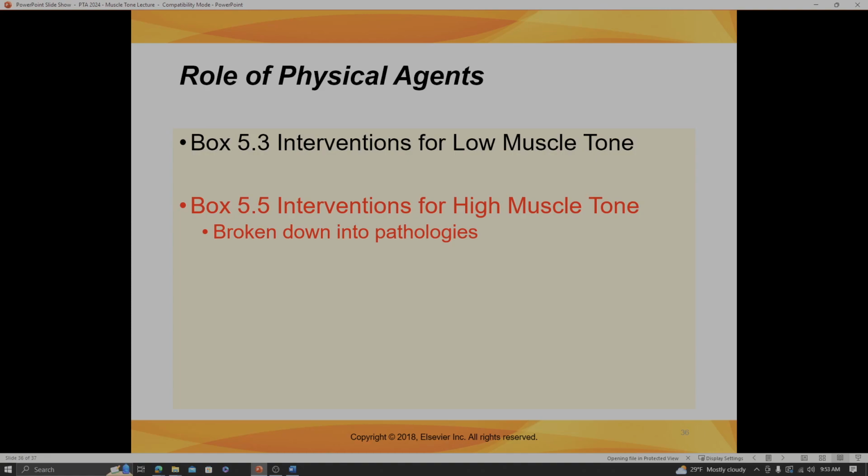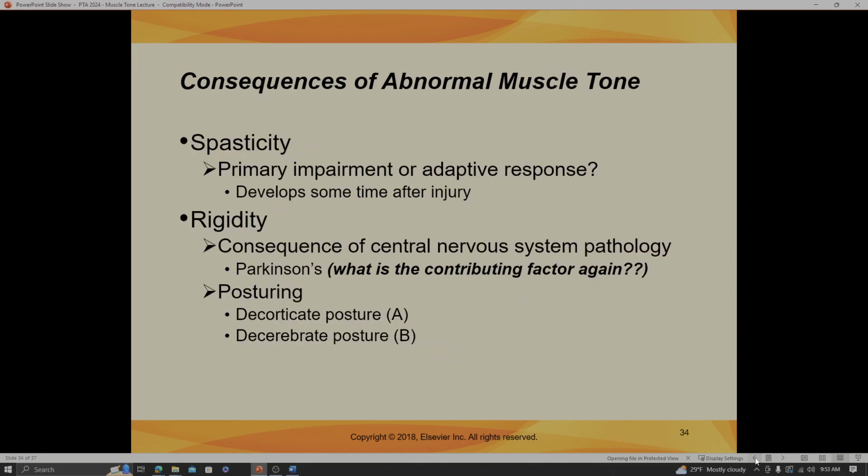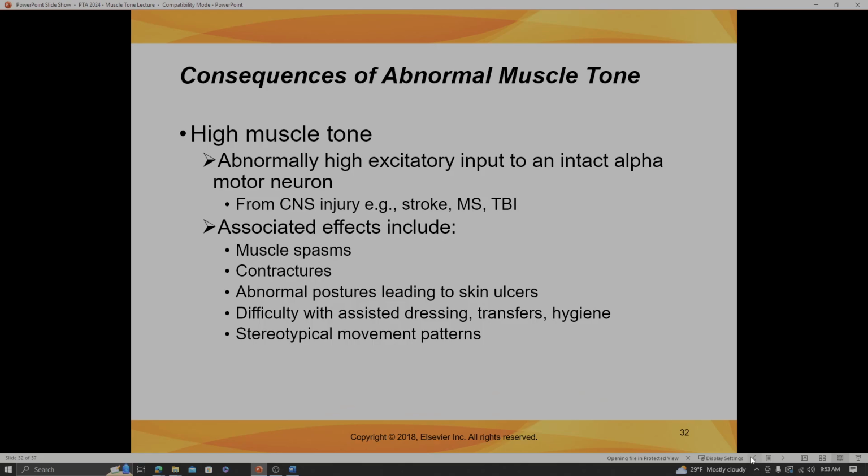So, sorry guys, went a little bit longer on this. Know the difference between low and high muscle tone. Know these different postures and where they correspond to the brainstem. Know the definitions and presentations between spasticity and rigidity and where they come from, right? High muscle tone examples. Know some of the fundamental components of spinal cord injuries and cerebral lesions.